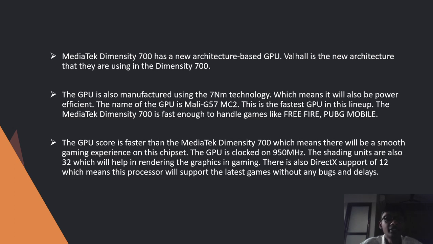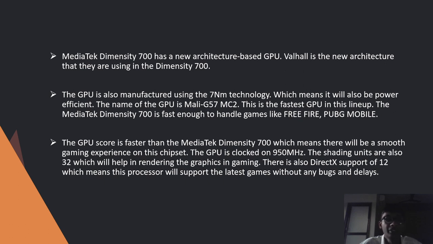MediaTek Dimensity 700 has a new architecture based GPU. Valhall is the new architecture that they are using in the Dimensity 700. The GPU is also manufactured using 7 nanometer technology, which means it will also be power efficient. The name of the GPU is Mali G57 MC2. This is the fastest GPU in the lineup.